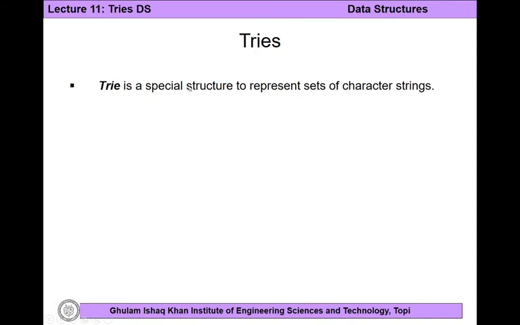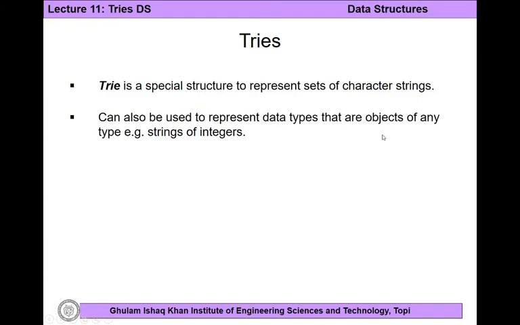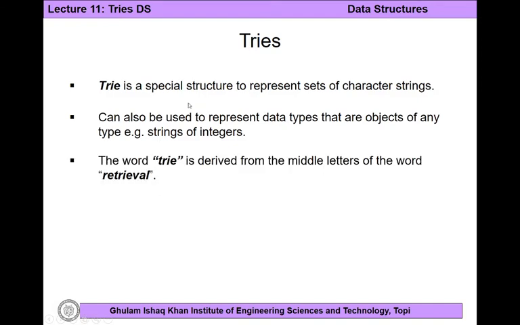So tries is a special structure to represent sets of character strings. The word tries has been extracted from the middle of the word retrieval. From this, the data structure has been named tries.